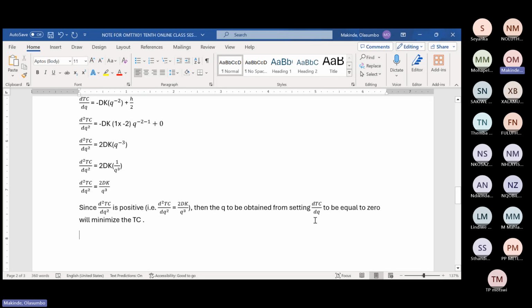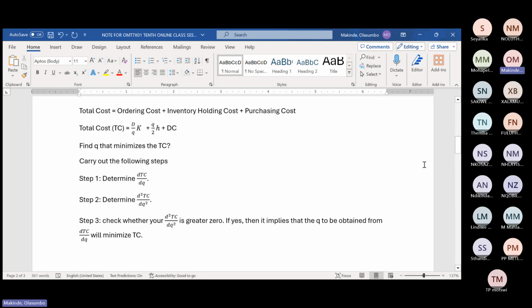So then we can proceed now and go to step 3, where you set the dTC/dQ expression, because you see that from the test, any Q we are going to get from dTC/dQ will minimize the cost. Now you go and set the dTC/dQ, step 3. We now go to our step 4.